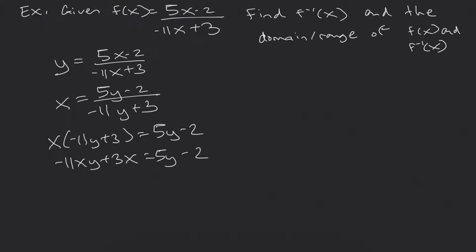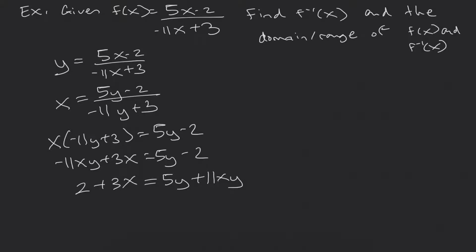I'm trying to solve for y here, so I'm going to get all the y's on one side. It doesn't matter which side. I will move those to the right-hand side. I already have a 5y over there. I'm going to add 11xy to the right-hand side. That'll leave me on the left-hand side, I'm going to add the 2 over, and I already have a 3x there.